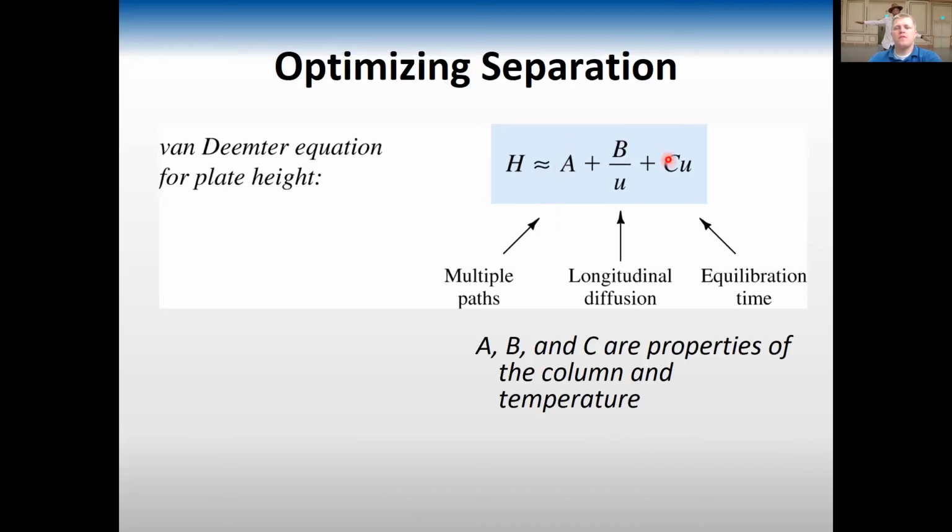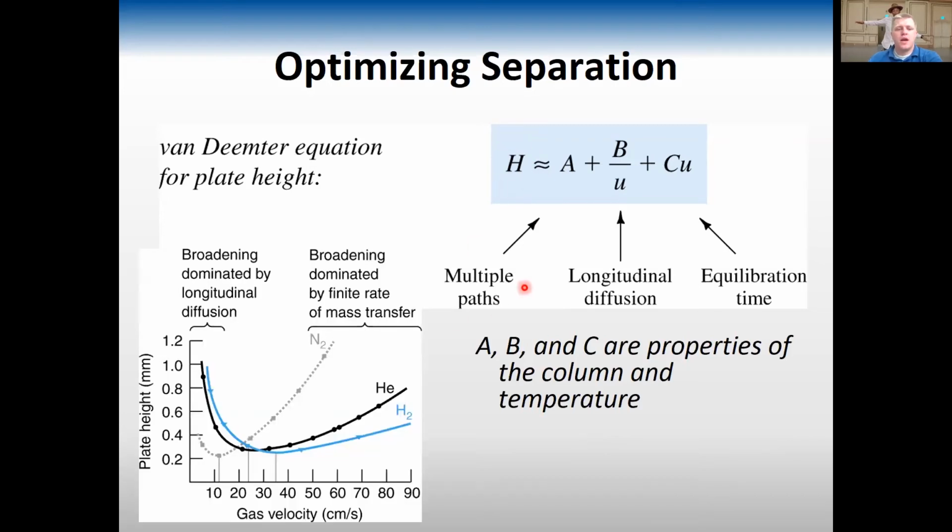And A, B, and C here are just empirical values, so you get those by measuring them. So what you do is just vary the flow rate and watch how this H term changes. H in this equation actually refers to what is called plate height. So what we want is a very low plate height. The lower the plate height, the better resolution we're going to get. And I'll explain why we use the phrasing plate height on the next slide.